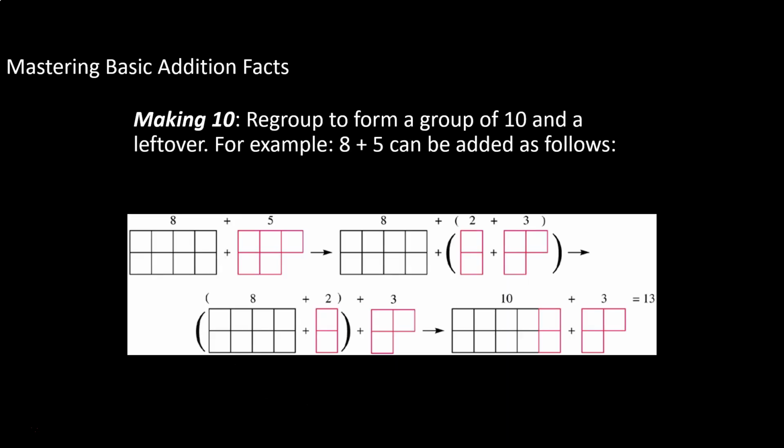Making 10 is one of my favorite shortcuts. When you're adding a list of numbers, try to find pairs that add up to 10 nicely. In this example, we have 8 plus 5. That's only two numbers. But if I look at 8 as 5 plus 3, then I can easily make 5 plus 5 plus 3. The two 5s would make a 10.